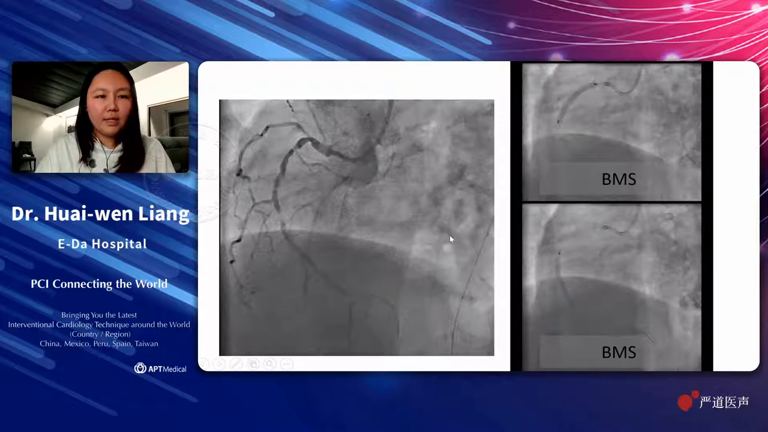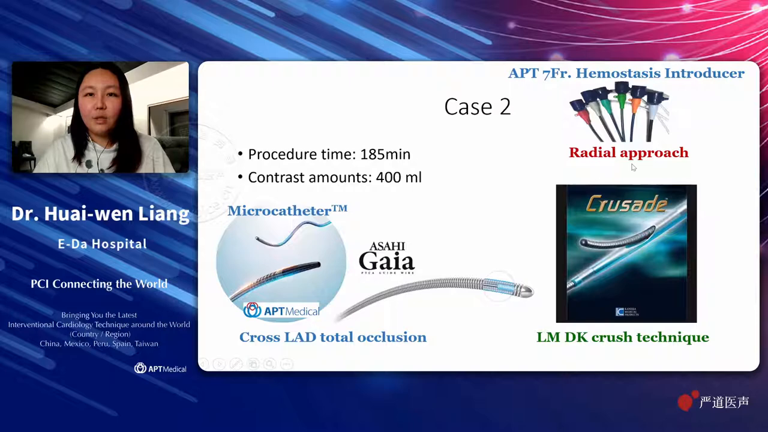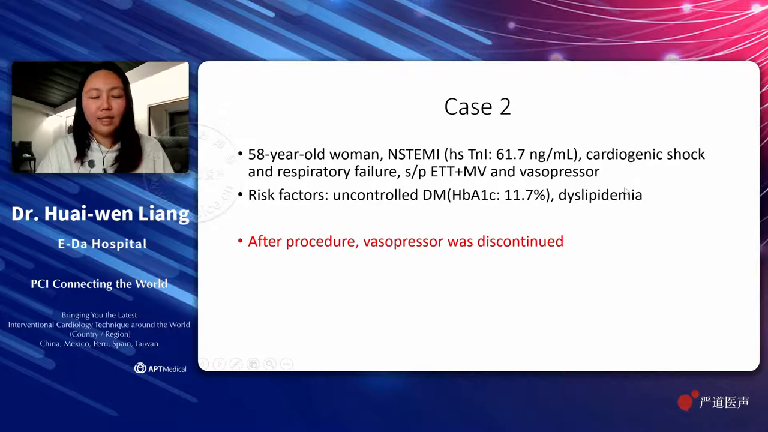In this case, we use a microcatheter and Gaia wire to cross the LAD total occlusion, which was very simple. But we use Crochet again to perform the DK crush technique, and it helps us do the wire crossing more conveniently. In this case, we also use the hemostasis introducer, so we complete this procedure by radial approach.